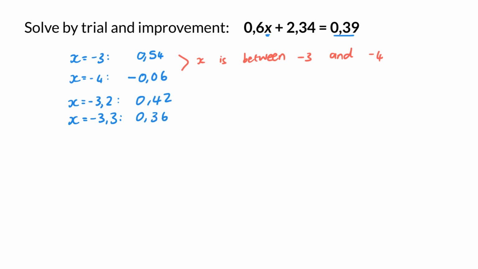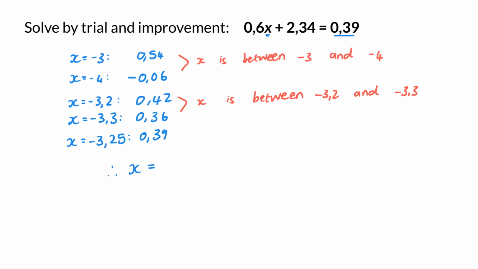Ooh, that's too small. So I can see that x is between negative 3.2 and negative 3.3. Now a value that's between negative 3.2 and negative 3.3 is x is negative 3.25. Now when I substitute that value in, I get 0.39. Therefore, x must be negative 3.25.